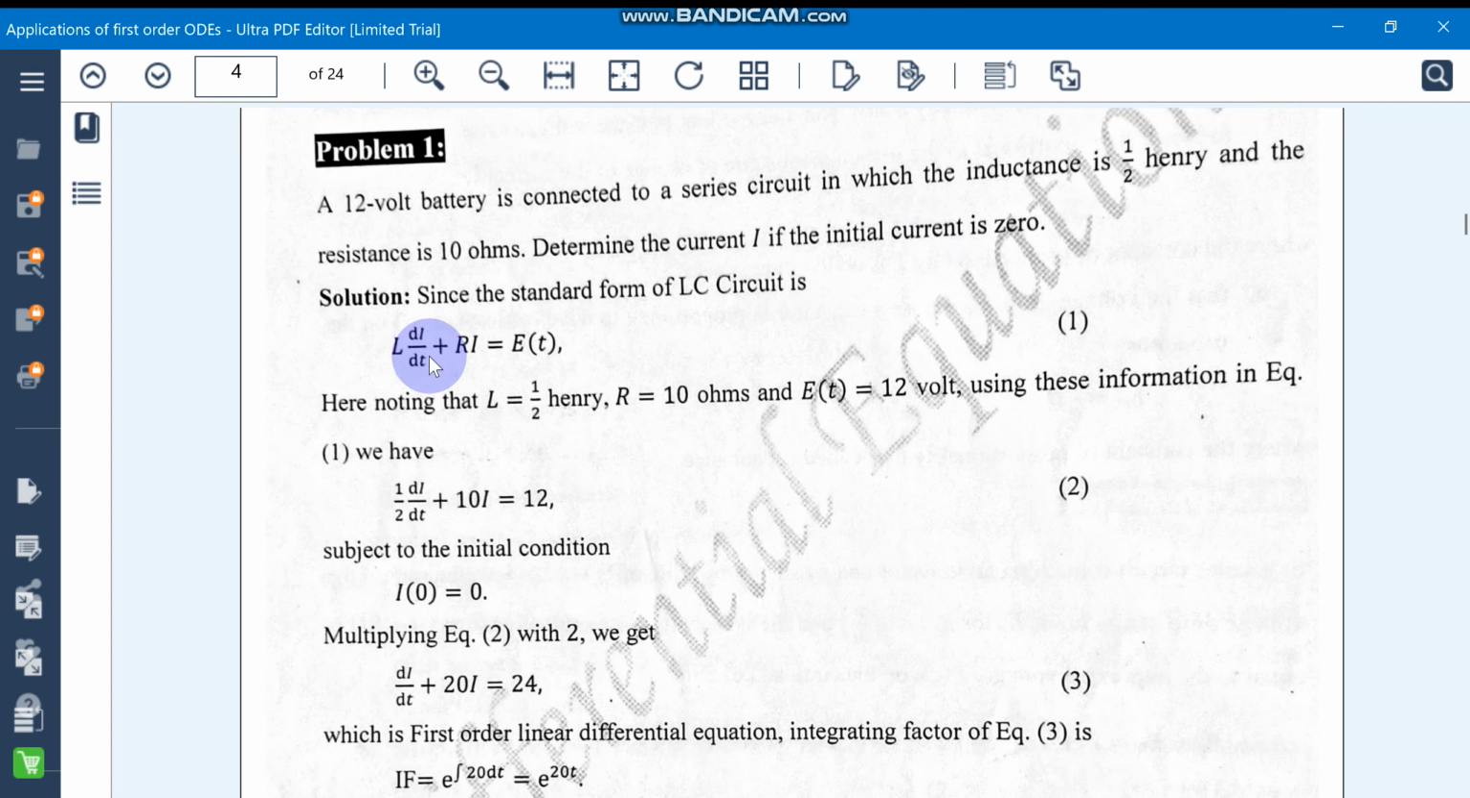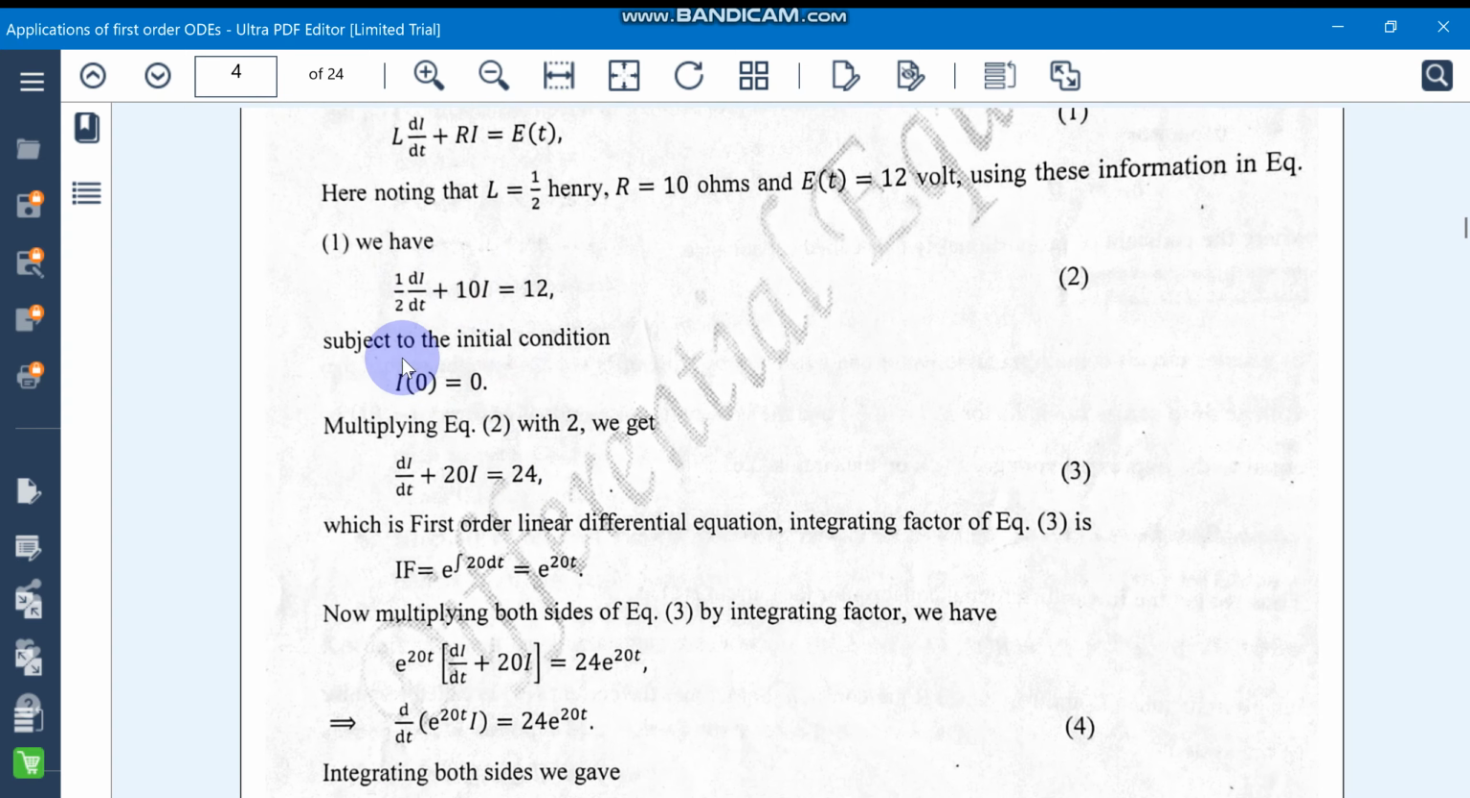So we know that the mathematical model is given by L di by dt plus Ri is equal to E of t. Putting the values of L, R and E of t: E of t is given by 12 volt, so put 12 volt here. In place of R, 10, R is given, and similarly L is given as 1 by 2. So 1 by 2 di by dt plus 10I is equal to 12, subject to the initial condition.